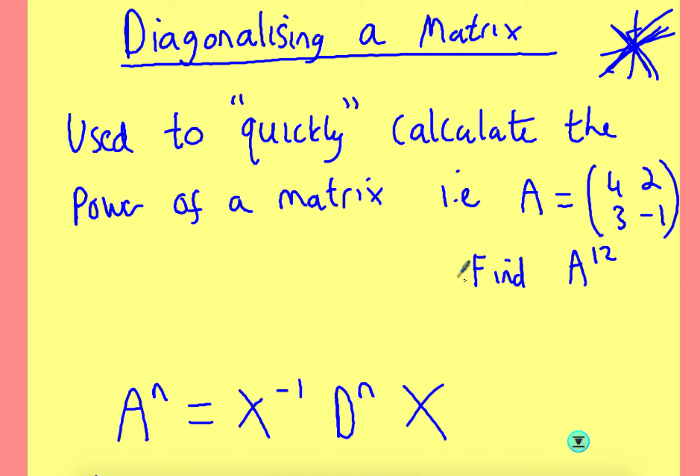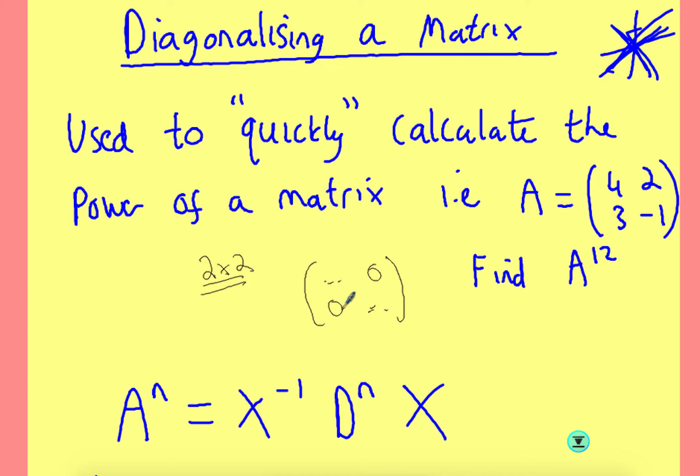So we're only going to do this with 2 by 2 matrices. I'm not going to do it with 3 by 3 matrices, but the theory is exactly the same. Right, now, any matrix A to the power of n can be written using a diagonal matrix to the power of n. Now, a diagonal matrix is a matrix which has only numbers on its lead diagonal like that. So that could be 4, 3, but it's got zeros on either side there.